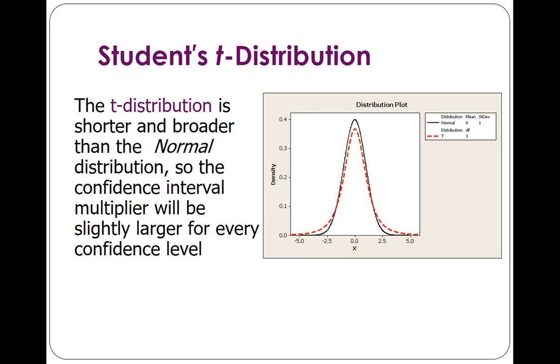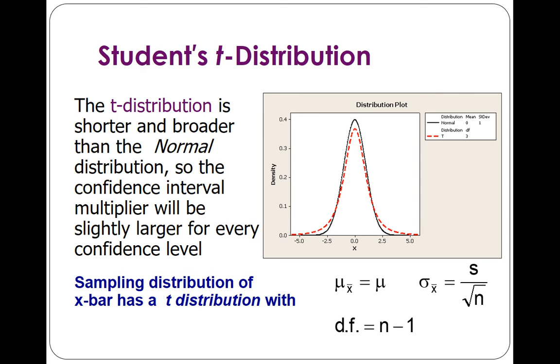So what that means is that the multiplier will be slightly larger with the t distribution, partially to make up for the fact that we don't know the population standard deviation. The multiplier is going to be a little bit bigger for the t distribution because there's variation now in the standard deviation, so we have to make it a little bit bigger.